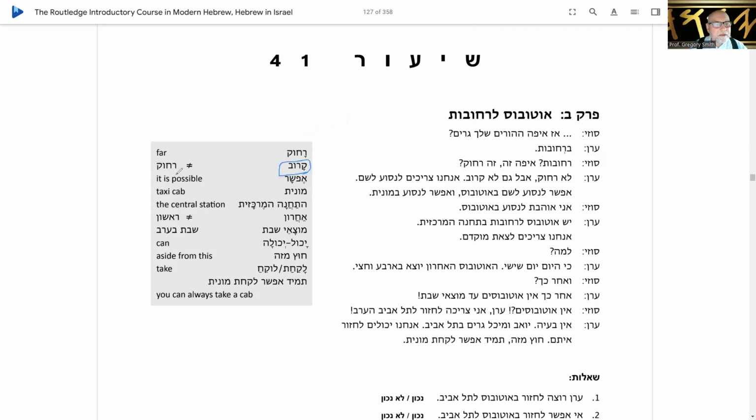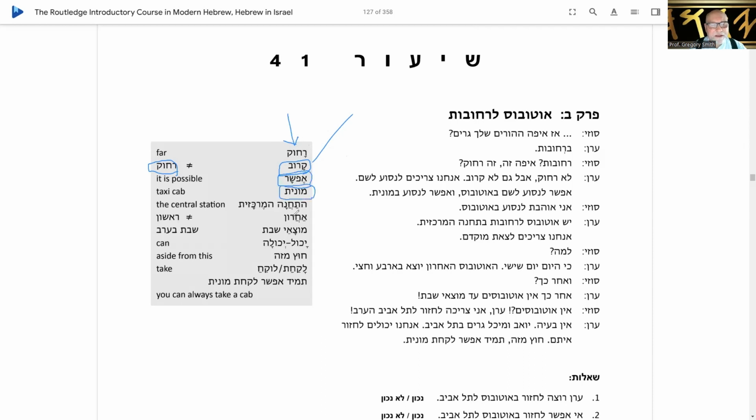All right, and then karov. And so karov would be like not far, it looks like. Yeah, close. Karov. So think of it, you've got karov for close, and then rahok for far. And one of the ways you can remind yourself about how this works is, they look similar.